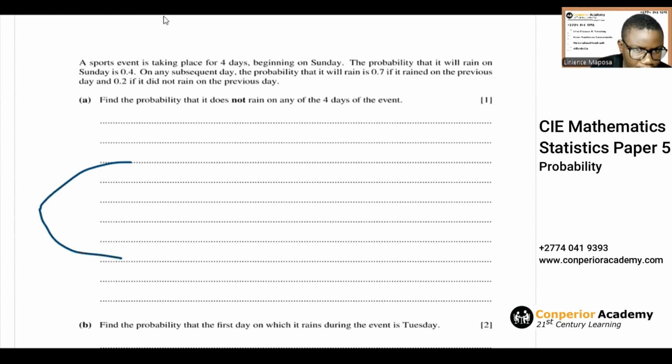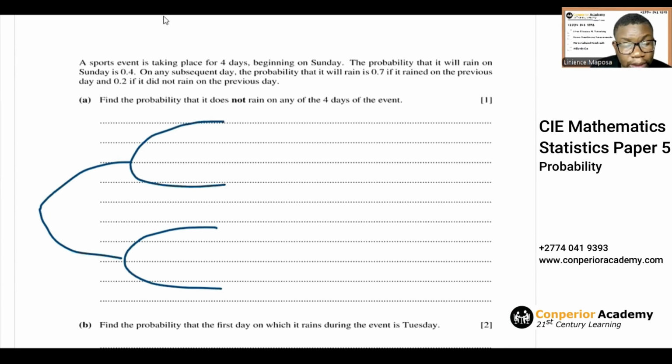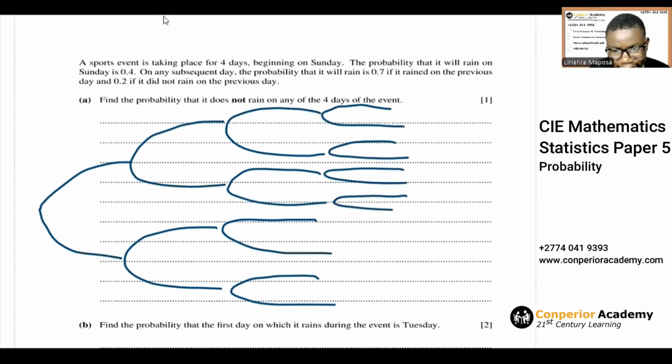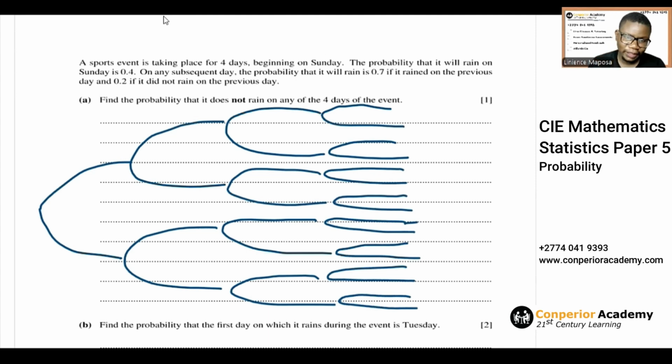So this is Sunday. And then this is Monday. And then this is Tuesday. Tuesday will be this one. And then Wednesday, which is the 4th day. This is how your tree diagram is going to look like. This is the tree diagram. So yeah, it's a crazy one. Like I said, this will be Sunday, Monday, Tuesday, and Wednesday.